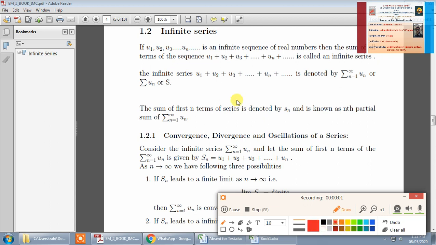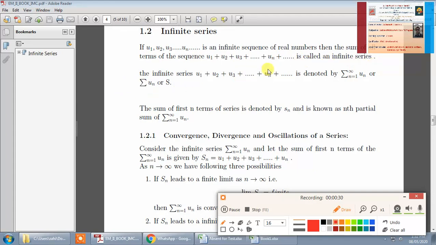So let us now have a discussion on the infinite series. If u1, u2, u3 and so on, un, and after that un plus 1, un plus 2 and so on, is an infinite sequence of real numbers, then the sum of terms of the sequence, that is u1 plus u2 plus u3 and so on plus un, plus un plus 1, un plus 2 and so on up to u infinity, is called an infinite series.